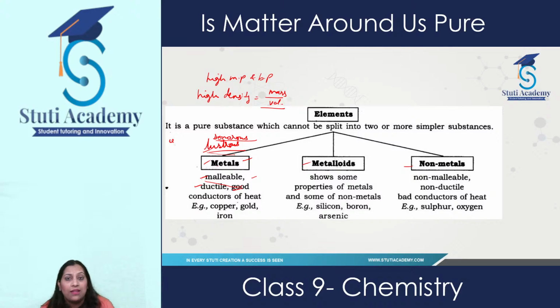Non-metals are non-ductile. It means we cannot convert them into thin wires, we cannot draw them into wires. And non-metals are bad conductors of heat, except graphite. Apart from graphite, all other non-metals are bad conductors. And graphite is the exception.